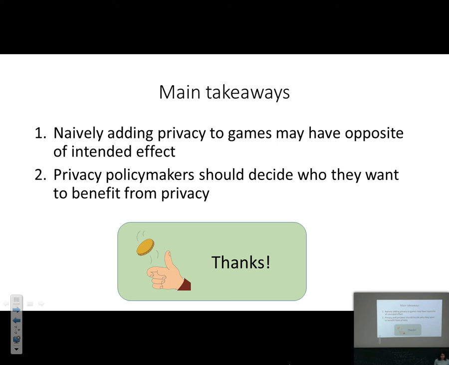Yeah, Rita. So coming back to my question, what if the person who is actually providing the privacy is also a player, like is also incentivized? Is there any work on that?